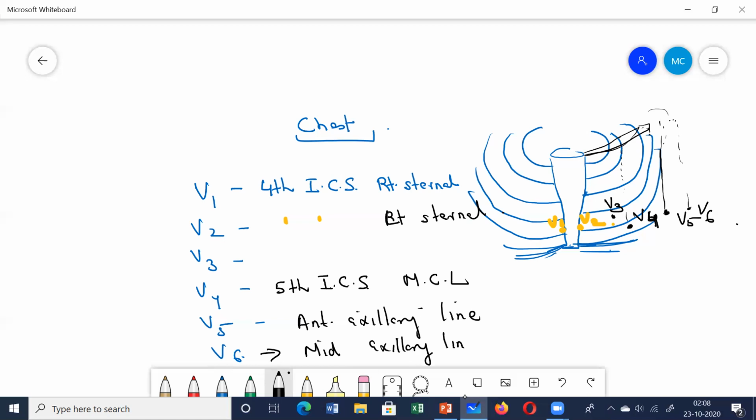Going to be in the mid axillary line, at the same level as that of V4 and V5. The level will be the same. The position will be the mid axillary line. Okay, so this is about your different chest leads.